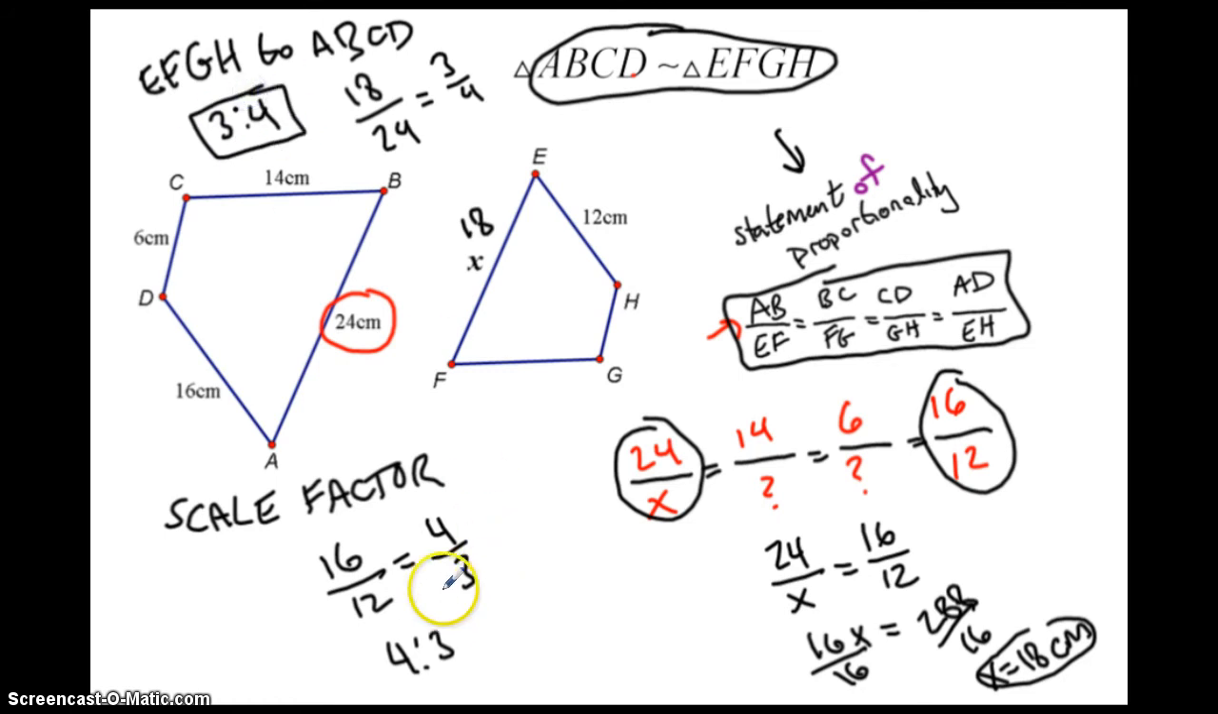It's just a flipped over version of the other scale factor, 4 to 3. It doesn't matter what pair of sides you pick, they're always going to simplify to the same thing. And so one way to say it is that the smaller figure, EFGH, is 3/4 or 75% of the size of ABCD.